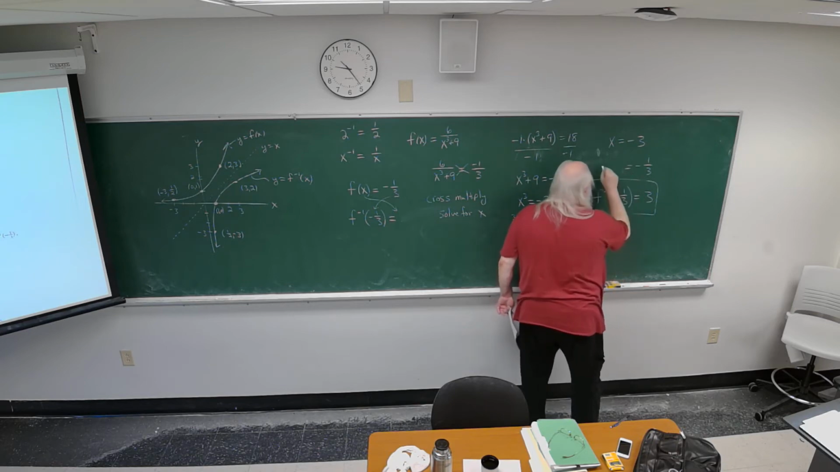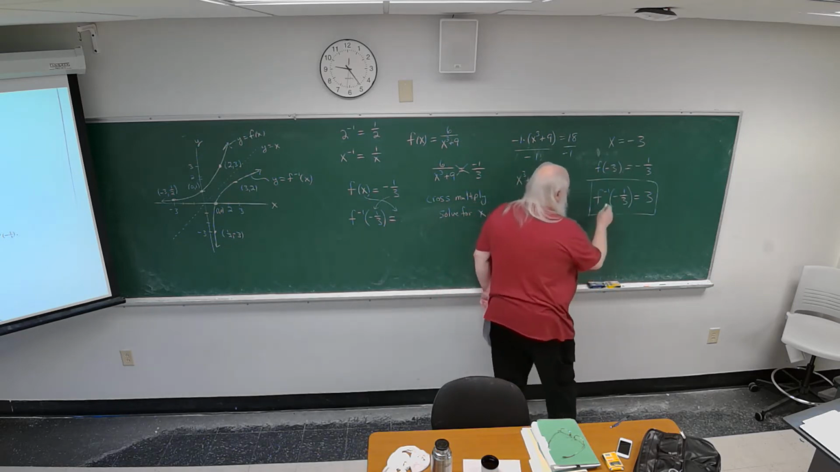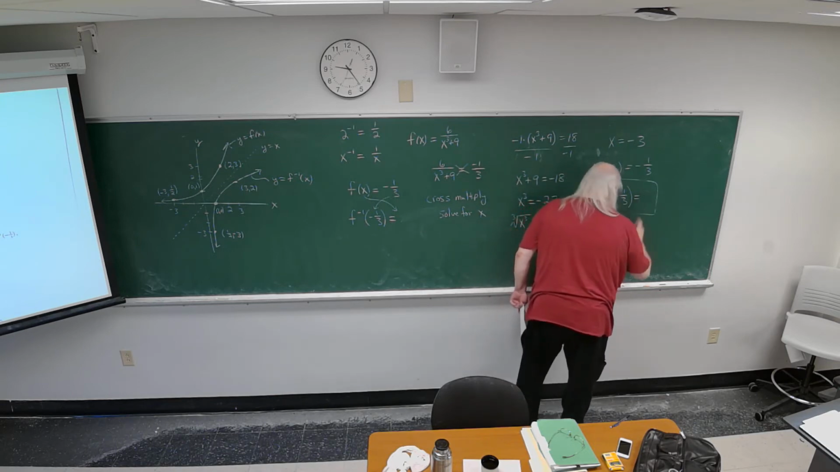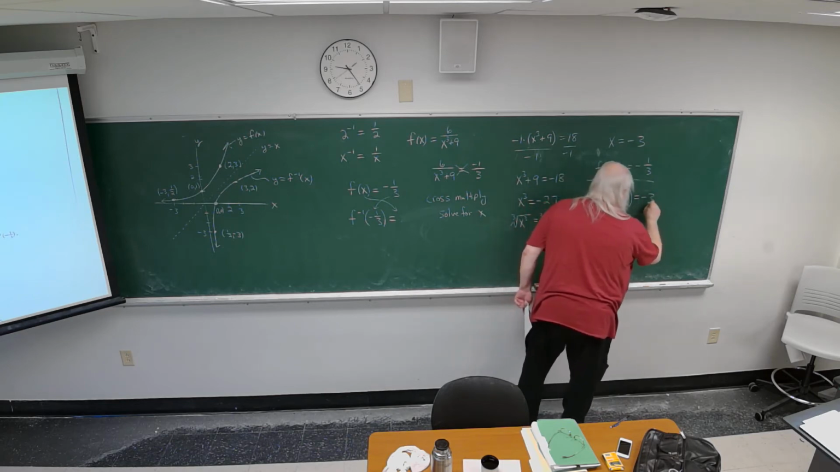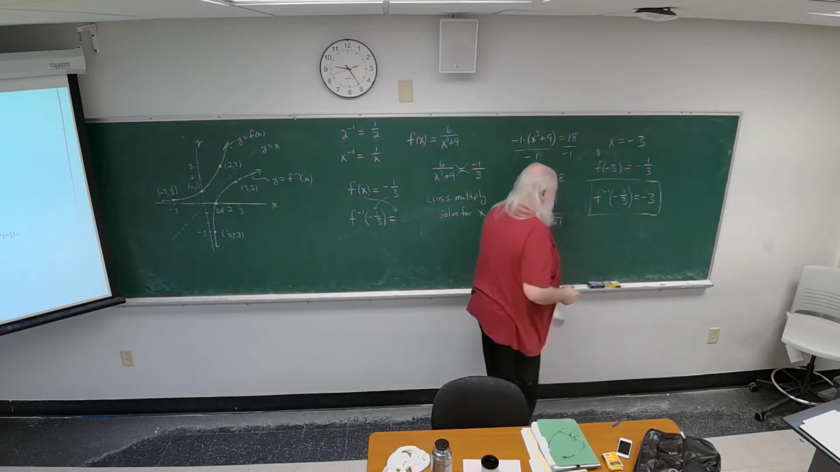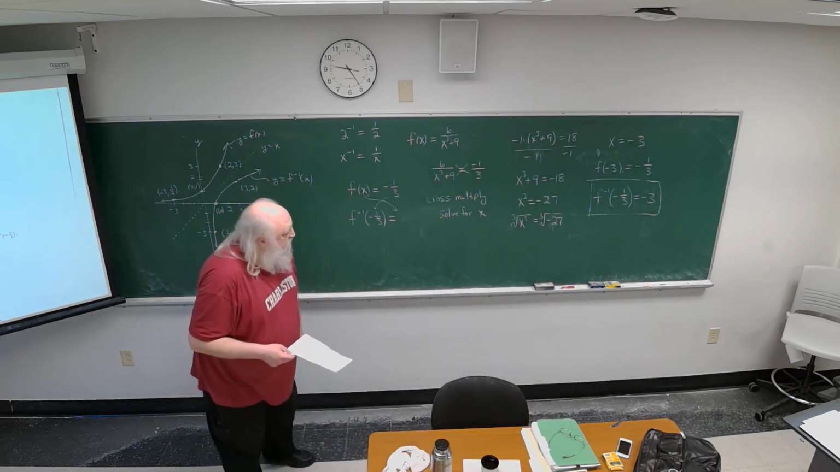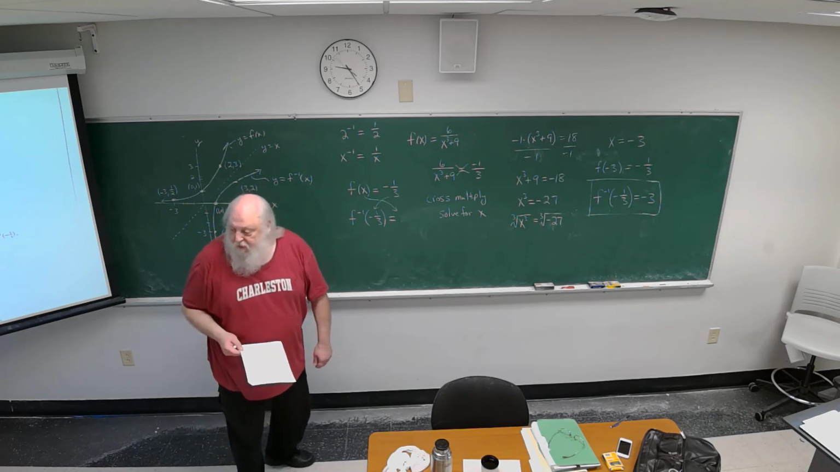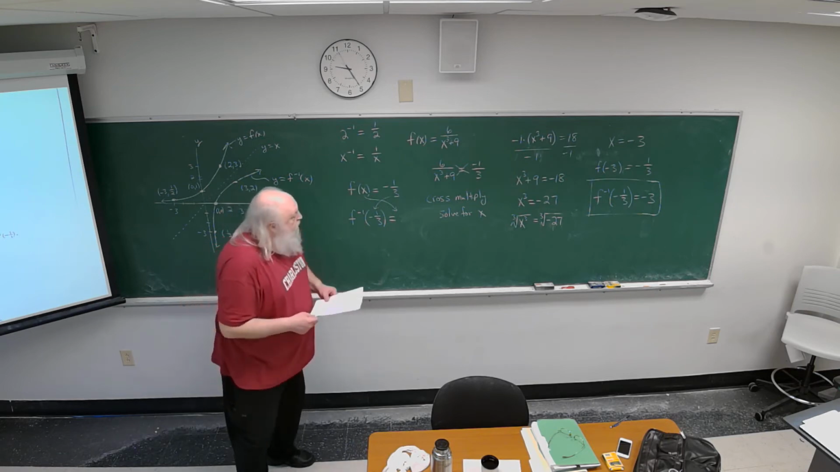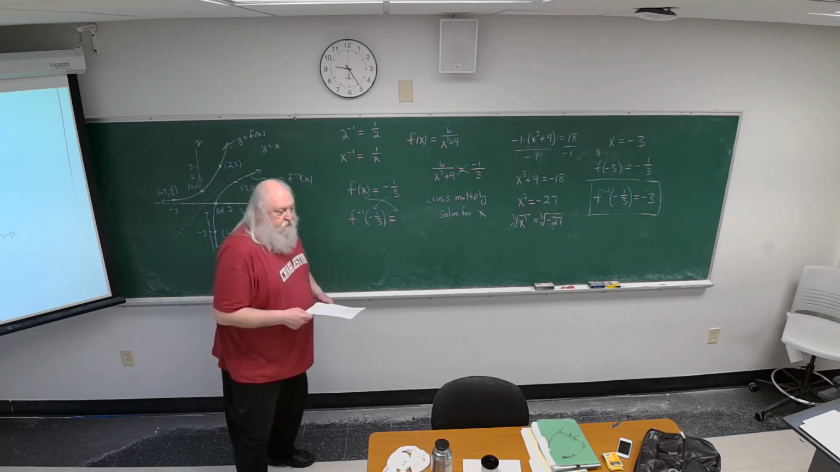And so f of minus 3 is equal to minus 1/3. And so f inverse of minus 1/3 is equal to minus 3. Everybody see how we did that? Okay. And it's all because of this relationship: f of x is a one-to-one function, so it has an inverse.